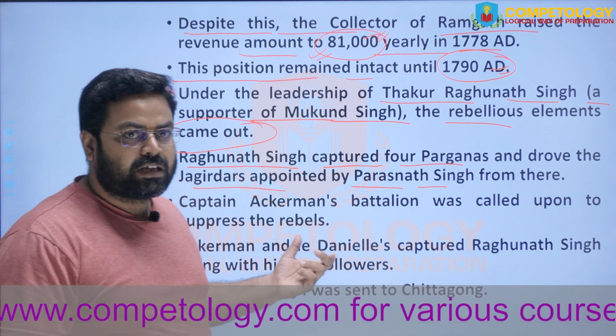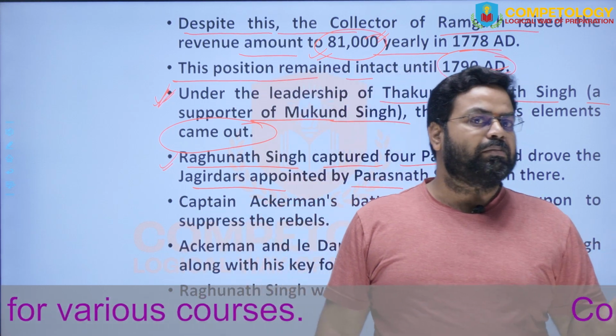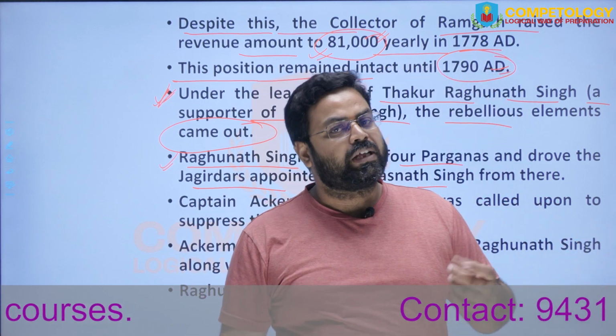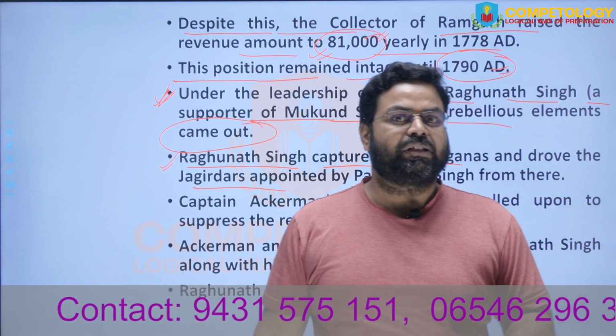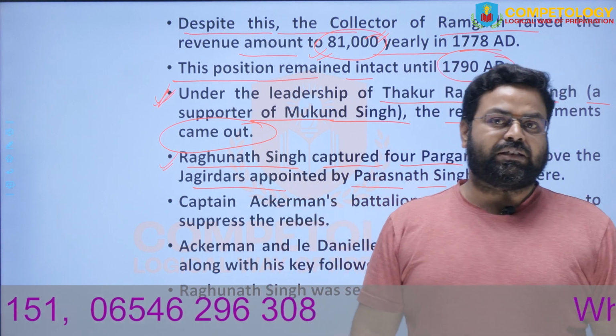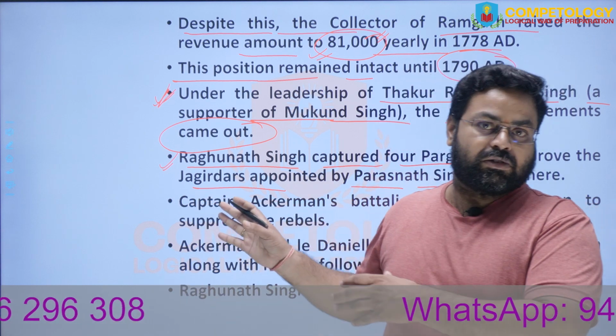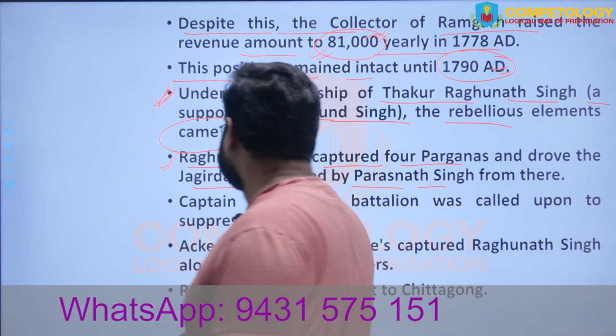But here again the British come into the picture because the Britishers were getting the money from Parasnath Singh. So anyhow they had to protect him, whether he was unable to pay, whether he was delaying the payment, but still they were getting the revenue from Parasnath Singh, not from Raghunath Singh or Mukund Singh. So they had to protect him. So they did the same.